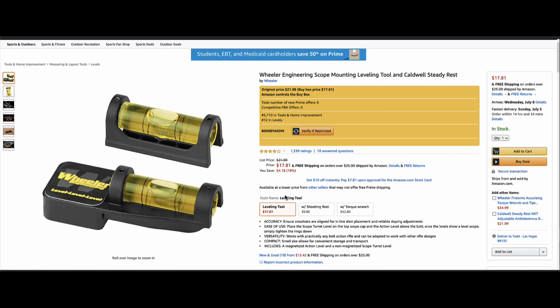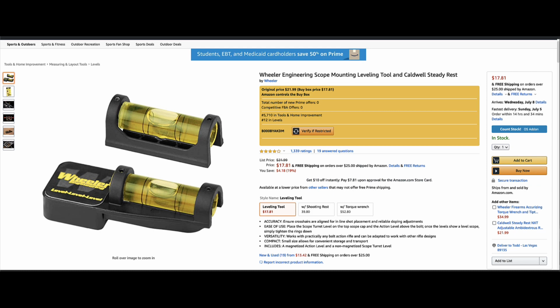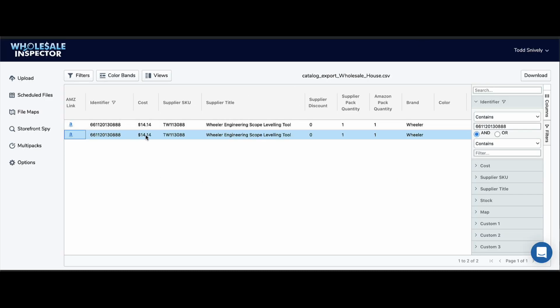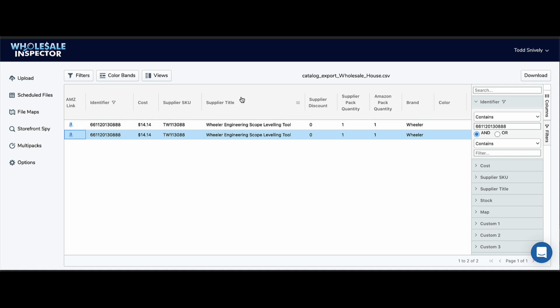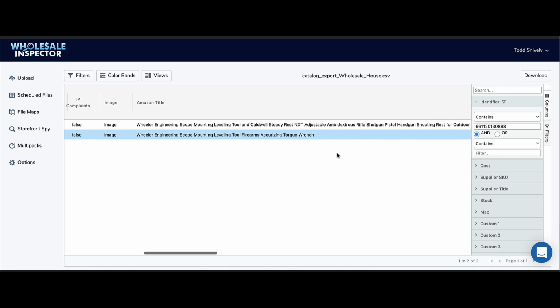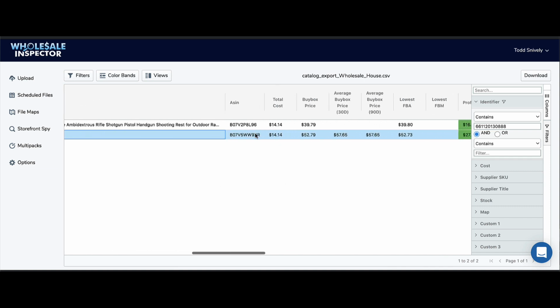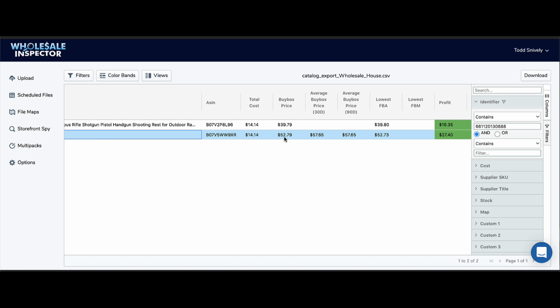All right, $17.81 is going to be the price for this cost. So there's no way that's profitable. I don't even need to run the thing. You're just getting the leveling tool from the supplier, right? So I think that's where the confusion came in, because you had Wheeler engineering scope mounting leveling tool firearms accurizing torque wrench. You had it with the torque wrench, okay? This one that was selling for $52.79.